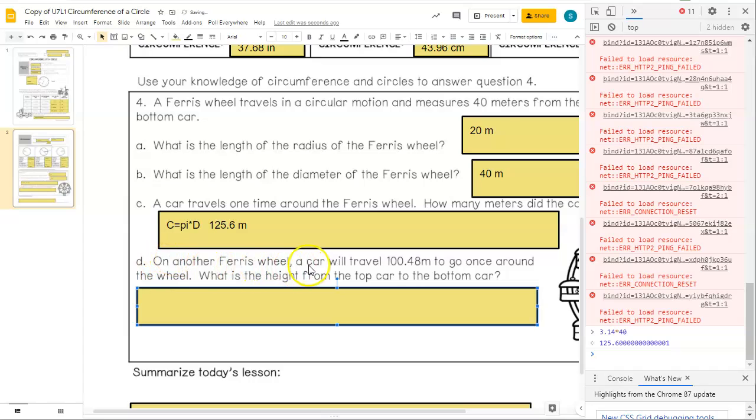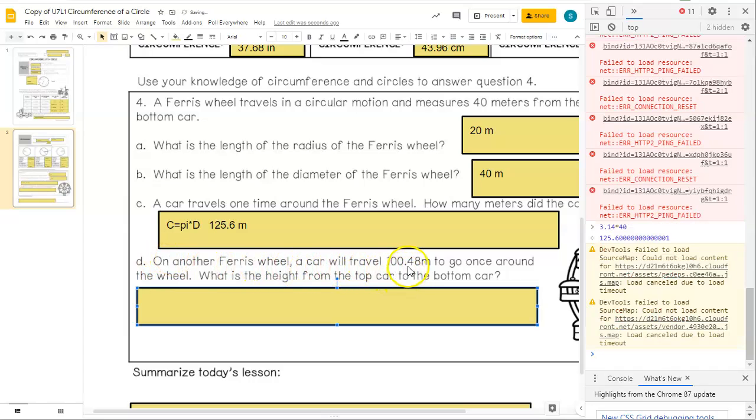Now this one, let's read this one. On another Ferris wheel, a car will travel 100.48 meters to go once around the wheel. That means we're going around the wheel. That is our circumference. And we want to know what is the height from the top car to the bottom car. So we're looking for the diameter.